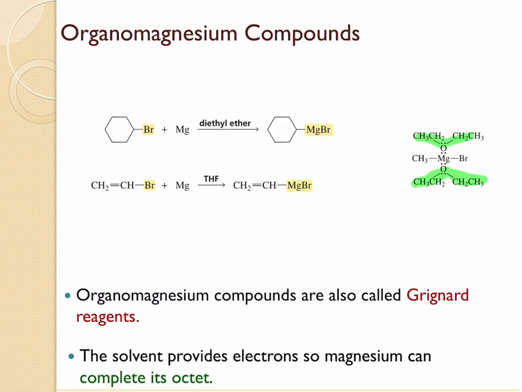And it is also extremely important that we do these reactions under anhydrous conditions. These compounds, organomagnesium compounds, are also called Grignard reagents, named after the scientist who discovered it, Victor Grignard.